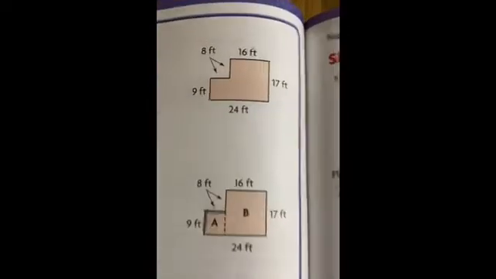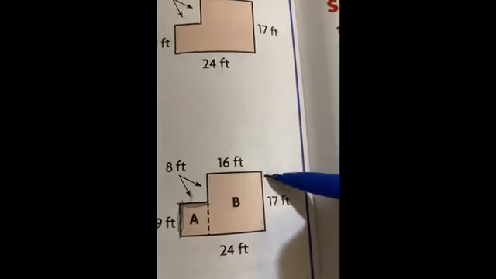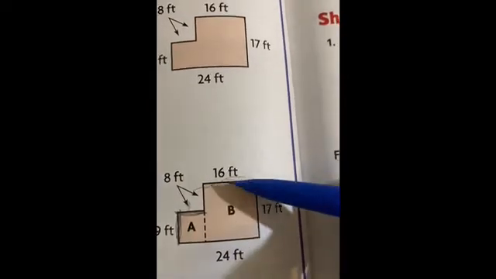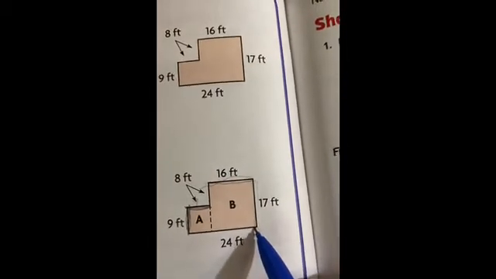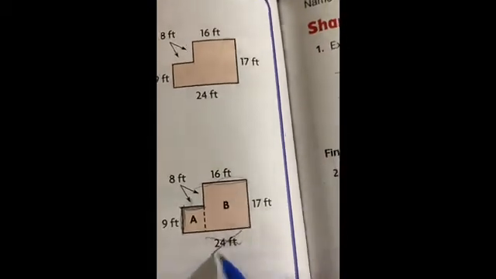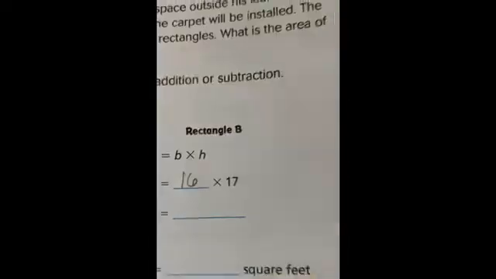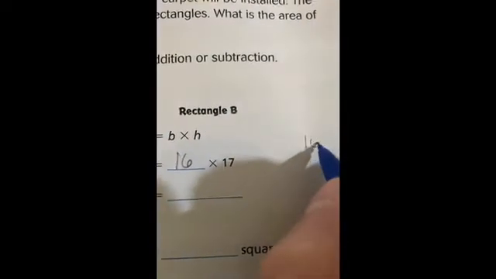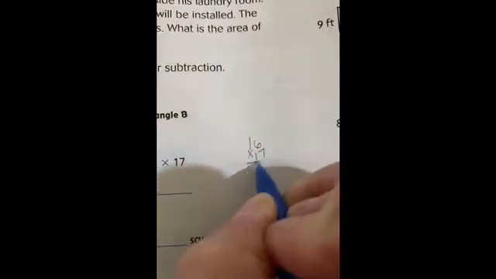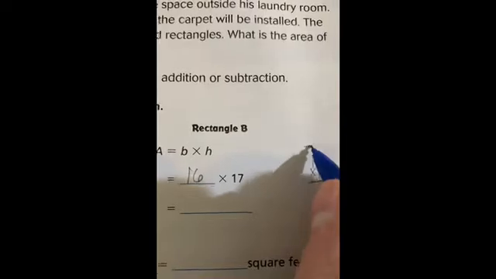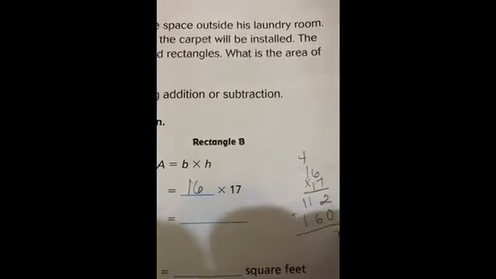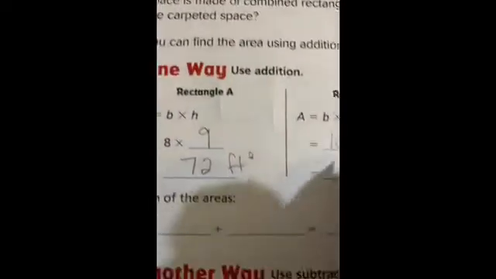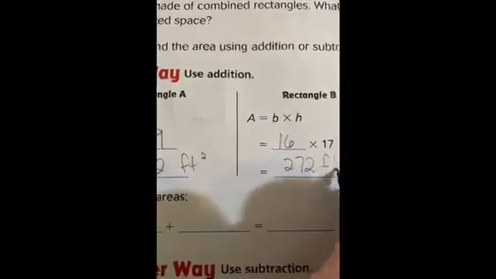Rectangle B, take a look. They're nice to us because they give us this and they give us this. So base 16, height 17. We're kind of ignoring that for now. So now we do 16 times 17, which is 272 square feet.